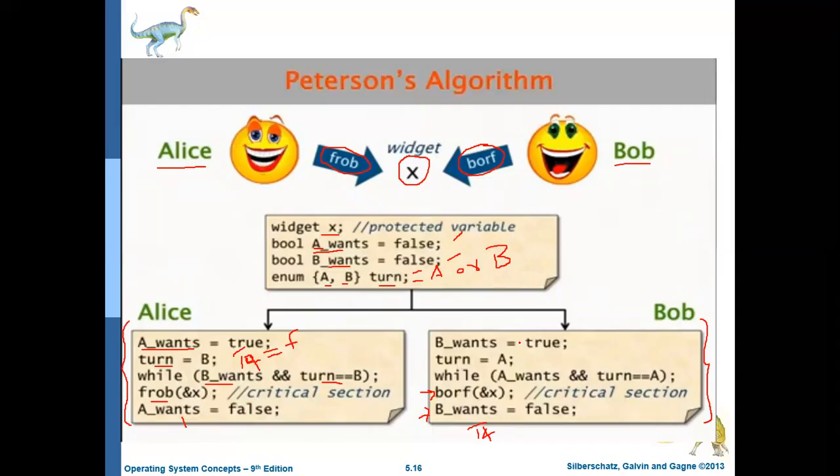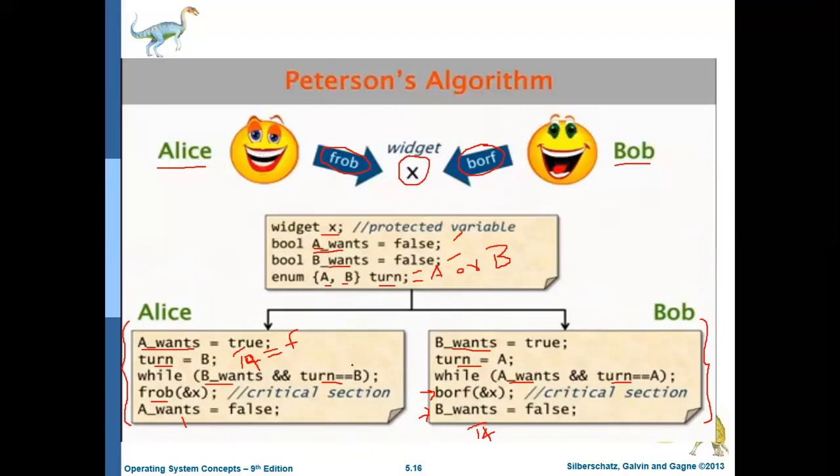The same thing goes for Bob also. If Bob wants to perform a critical section operation, then Bob sets B wants as true, because B represents Bob. At the same time, Bob is making turn equal to A. That is, if Alice also wants to access the critical section, let Alice access. That is why it is making turn equal to A. Then it checks while A wants and turn equal to A. Turn is A, that we know on Bob's side, but whether A wants is true or not, we don't know.